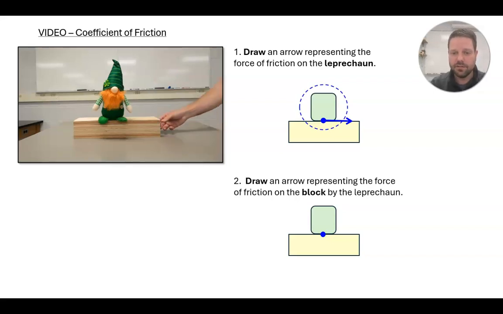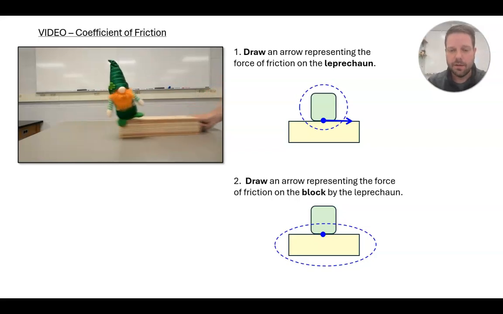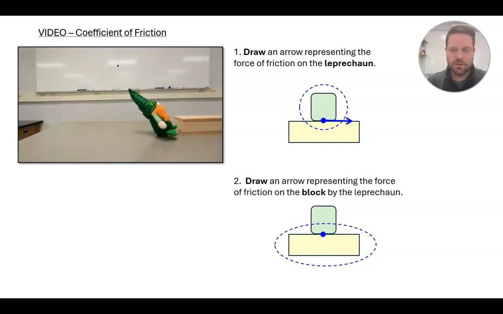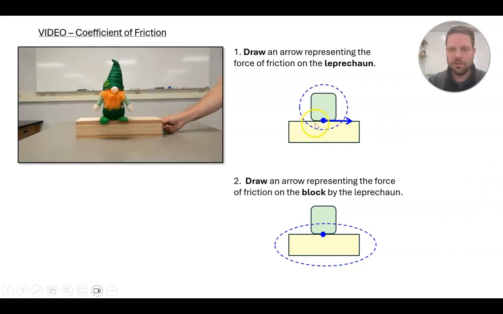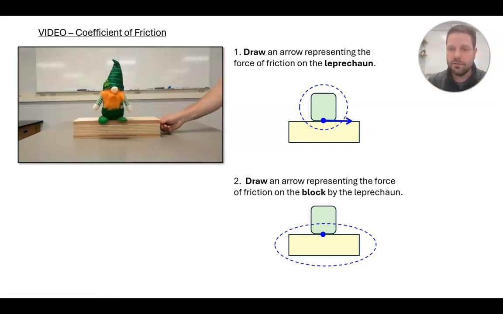We can also focus in on the wood block, because that's the other surface that is experiencing friction. If we draw an arrow representing the force on the block from the leprechaun, it should be pointing the opposite way from what we just had. So the leprechaun experiences a force to the right, and the block should experience a force to the left, just based on Newton's third law, which is the equal and opposite force between objects. But let's double check using the sliding.